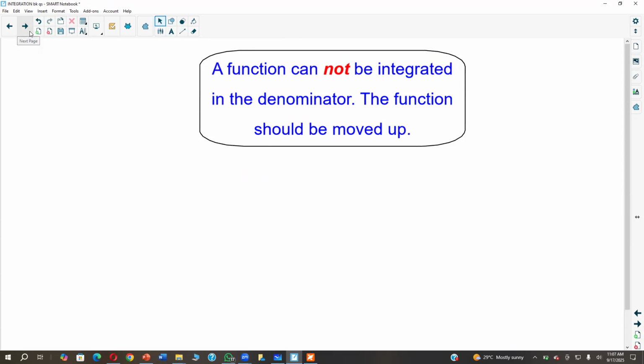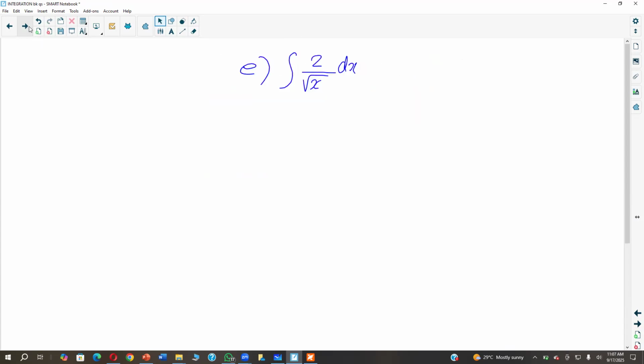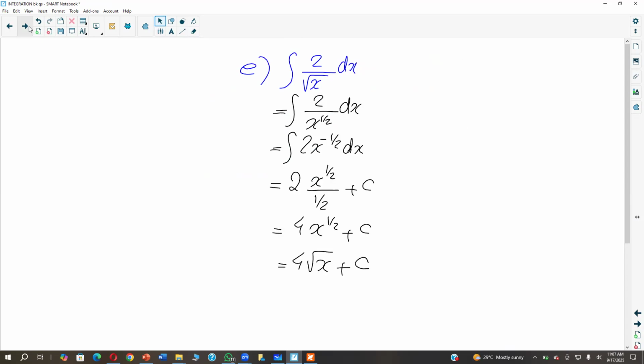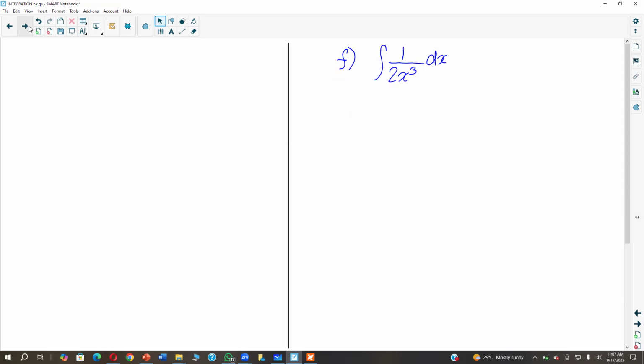A function cannot be integrated in the denominator. The function should be moved up. Yep, the same concept actually as with differentiation. So now I have 2 upon under root x. I cannot integrate it in the denominator, so I move it up. It becomes x power minus half. This is the first step. Then integration comes in. Power added by 1 and divided by the same added number. This is integration of a denominator case.